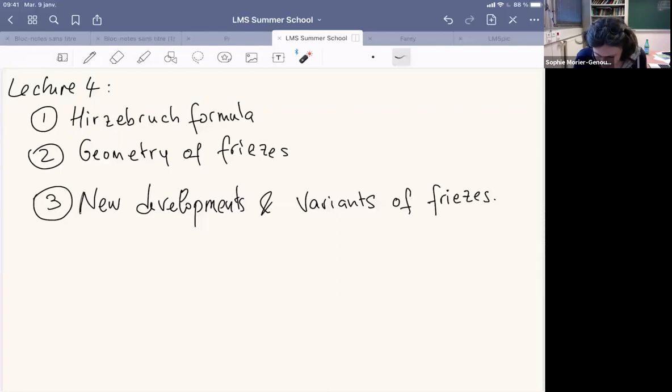Do you see the page? Yes, okay. Yes, it's 100% full, yes.